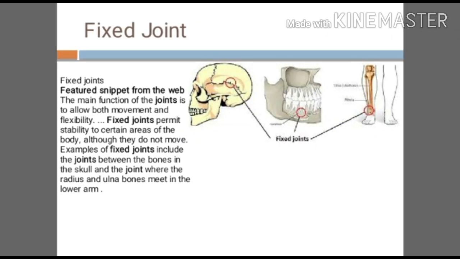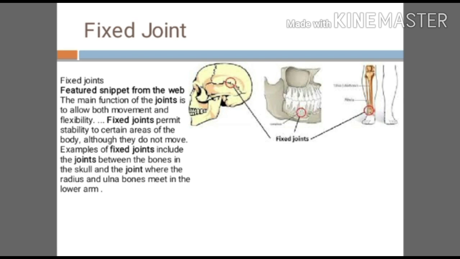Now, fixed joint. From the word fixed, you can see that it cannot move. So let's study a featured snippet from the web. The main function of a joint is to allow both movement and flexibility. Fixed joints permit stability to certain areas of the body, although they do not move. Examples of fixed joints include the joint between the bones in the skull and the joint where the radius and ulna bones meet in the lower arm.